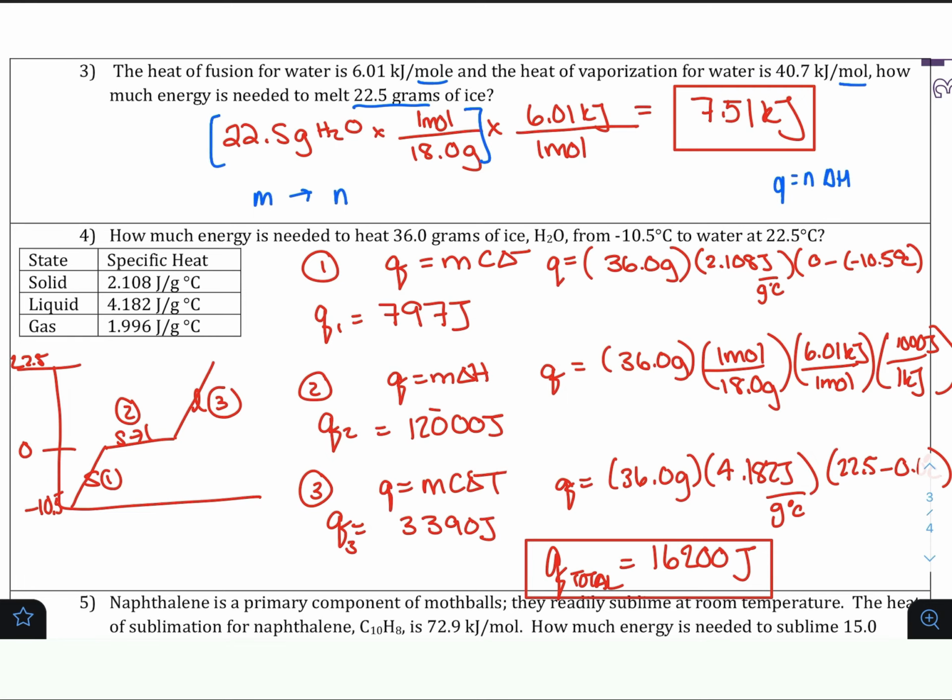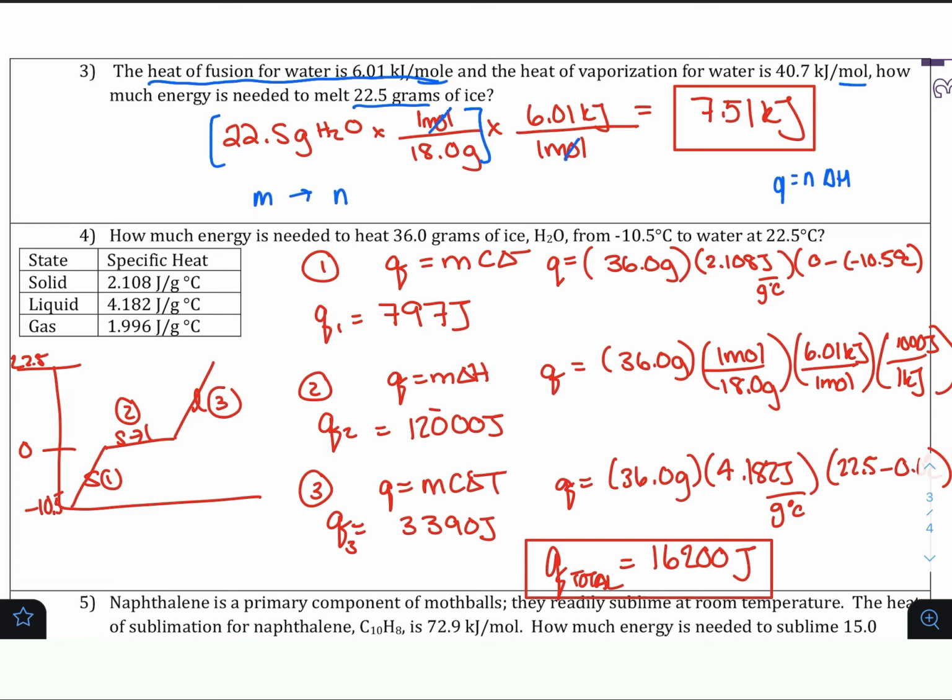So again, how much energy is needed to melt? If we're melting things, we're talking about the heat of fusion. So then we multiply by that 6.01. Moles cancel with moles. We're left with just kilojoules.